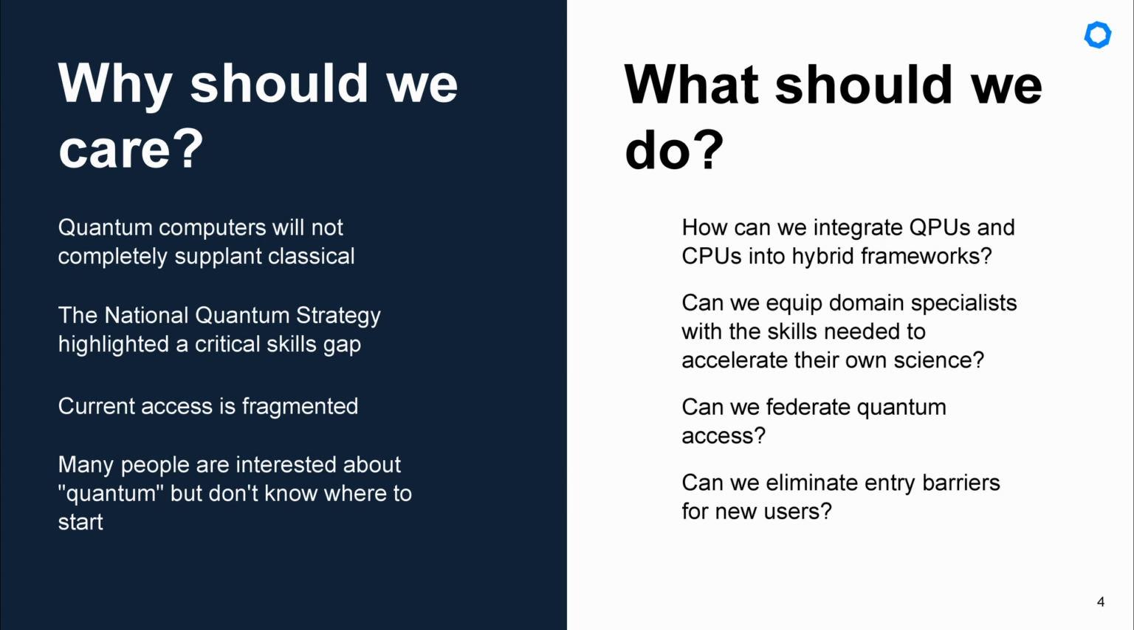Another problem on the left is current access to quantum computers is very fragmented. It's usually group specific. Someone's got like a quantum computer in a shed, and it's very hard for other people to access it. So we should be thinking about federating quantum access to make it more accessible to the widest range of users across a diverse range of disciplines. And perhaps one of the most obvious reasons we should care is many people have heard about quantum, but they don't really know where to start, right? Many of you are experts who've spent years devoted to your field of interest. You might be interested about this. Is it just a buzzword? Can it help me? Can it not? And really the only way to know is by eliminating entry barriers to quantum computing for new users.